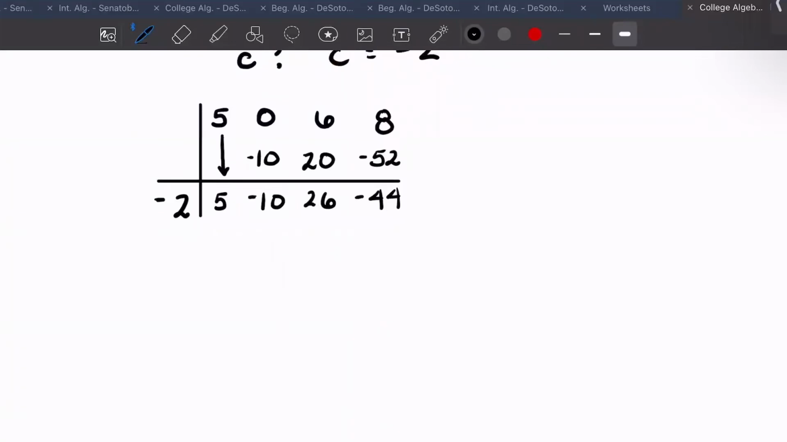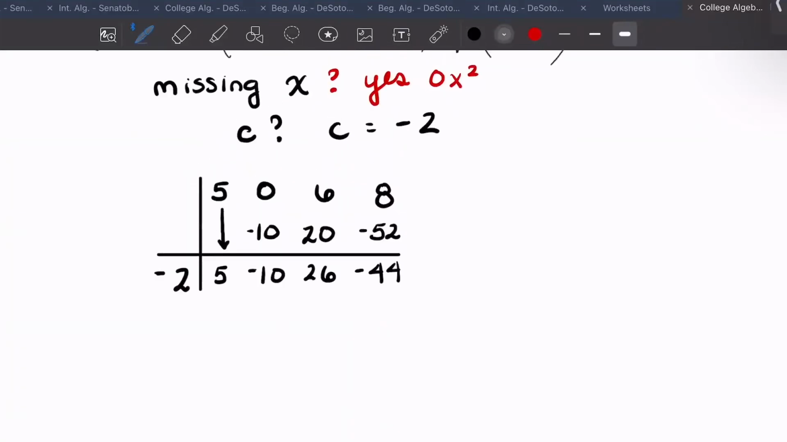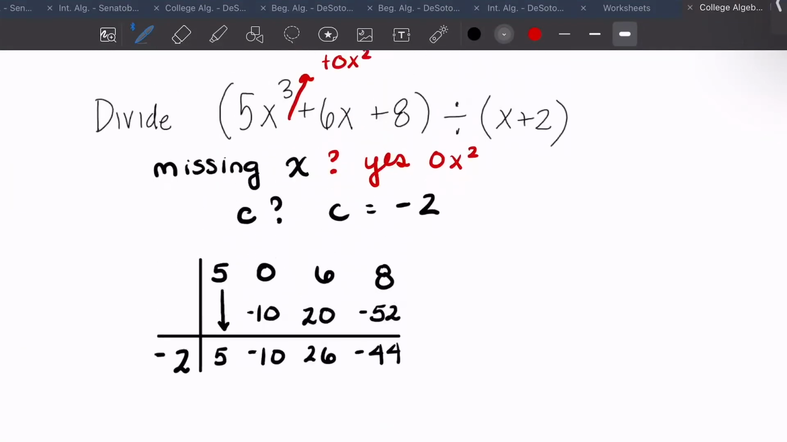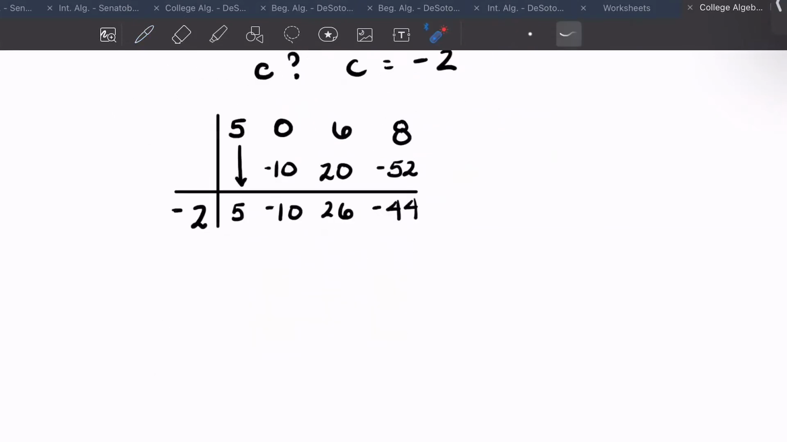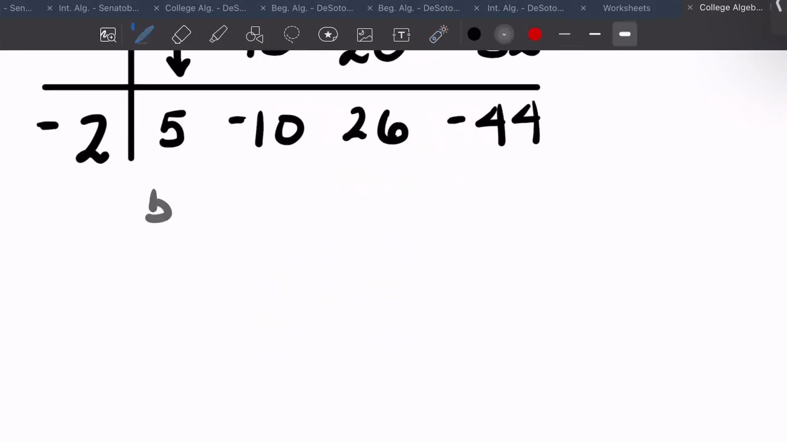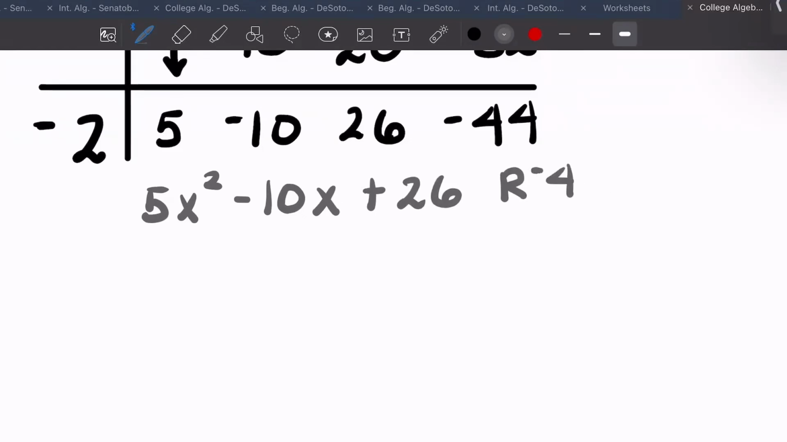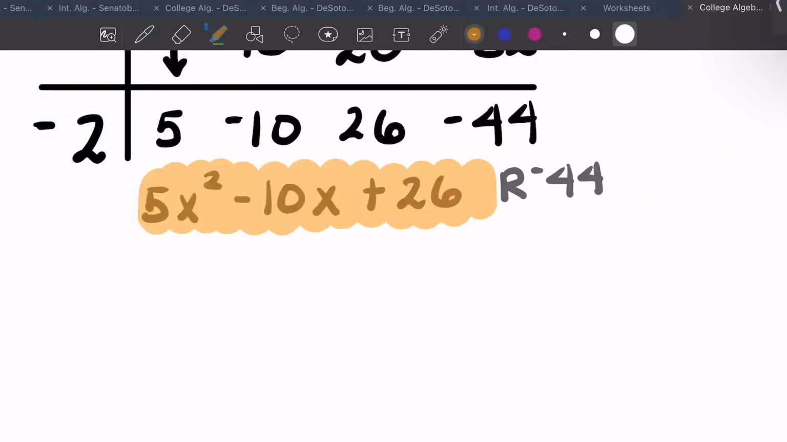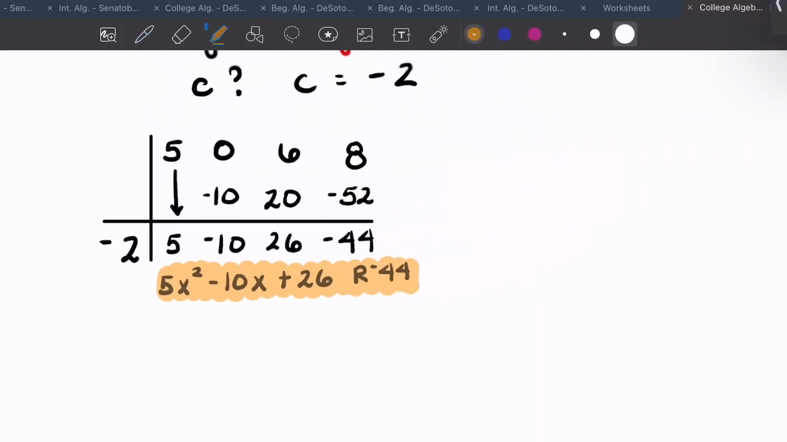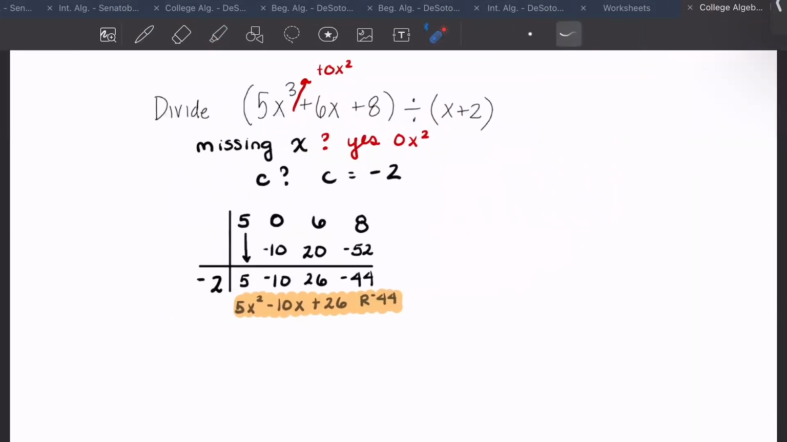Okay. Remember that we start 1 power less than what we were given. We were given x cubed, so we start with x squared. So 5x squared minus 10x plus 26. Our last number is our remainder, negative 44. Okay, so just following that procedure. And this time our C was negative.